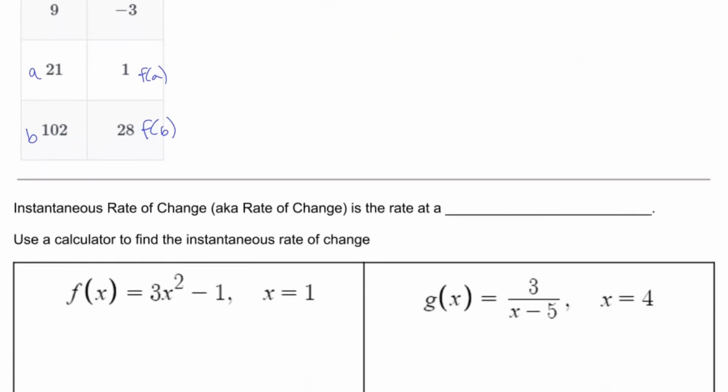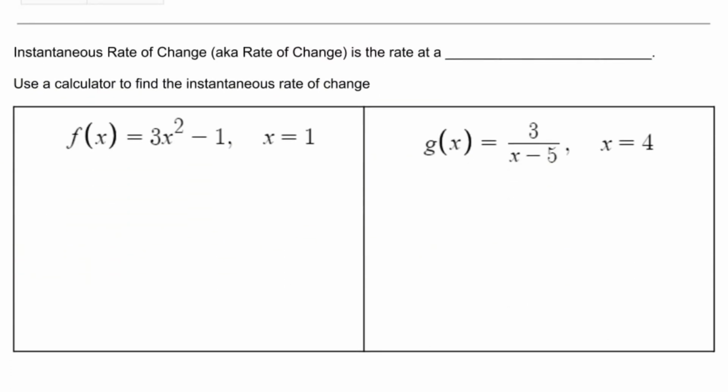All right. This is where it gets kind of gross, and this is going to require some calculators. So, if you have a calculator handy, get ready to do it. Instantaneous rate of change, also known as just flat out rate of change, is the rate at a point. Okay? It's the rate at a point. So what we did is we found the rate between 2 points. Now we want a rate at 1 point.